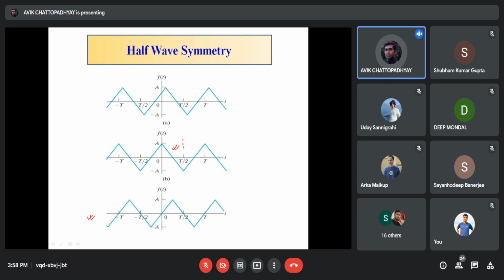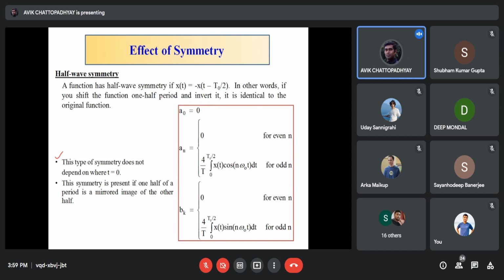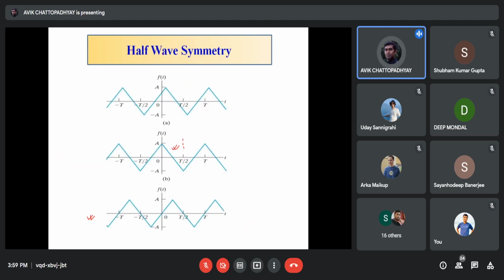So that means, even though your half wave symmetry nature is retained, that symmetry property is retained, depending on the selection of this t equals to 0 line, that means the vertical axis, actually your oddness or evenness changes or may change. There is a possibility, but the half wave symmetry nature will not change. This is an important point to know.